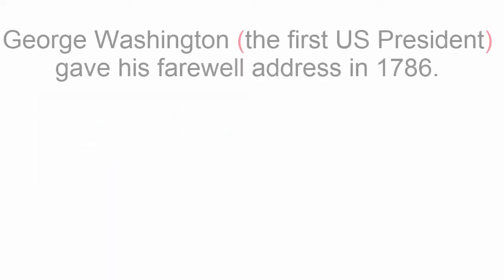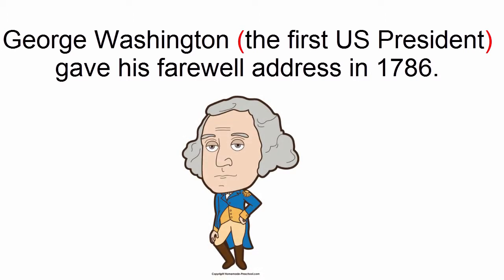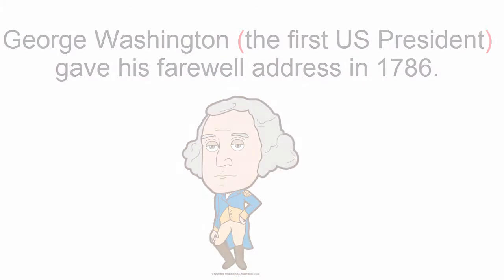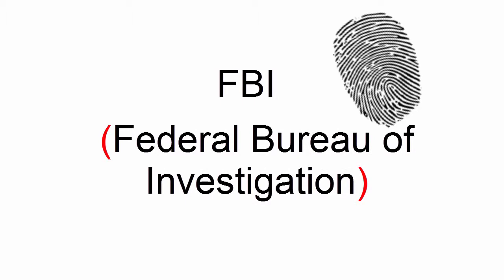Let's look at an example sentence. George Washington, the first U.S. president, gave his farewell address in 1786. In this example, the brackets tell us to pause and notice the helpful description of George Washington. If you encounter an acronym like FBI, look for brackets to tell you the meaning of the acronym.